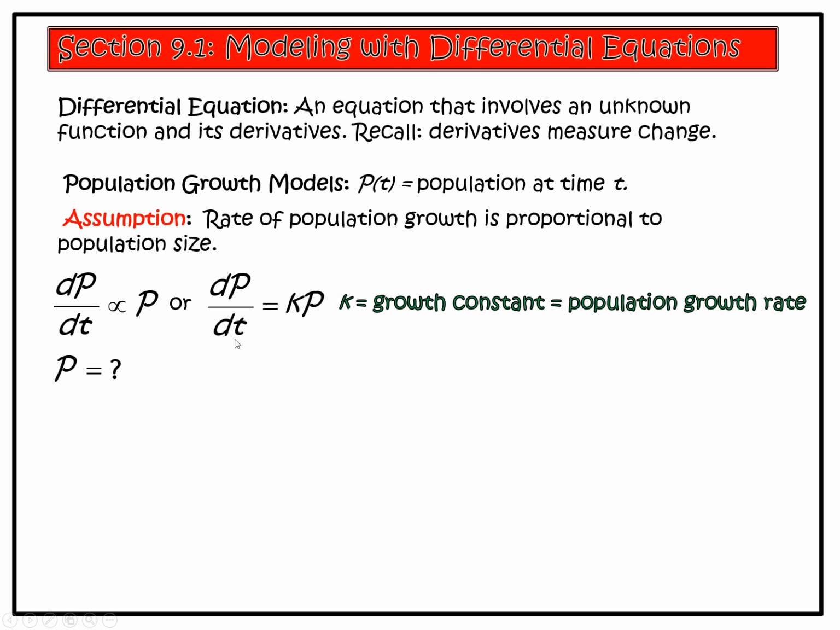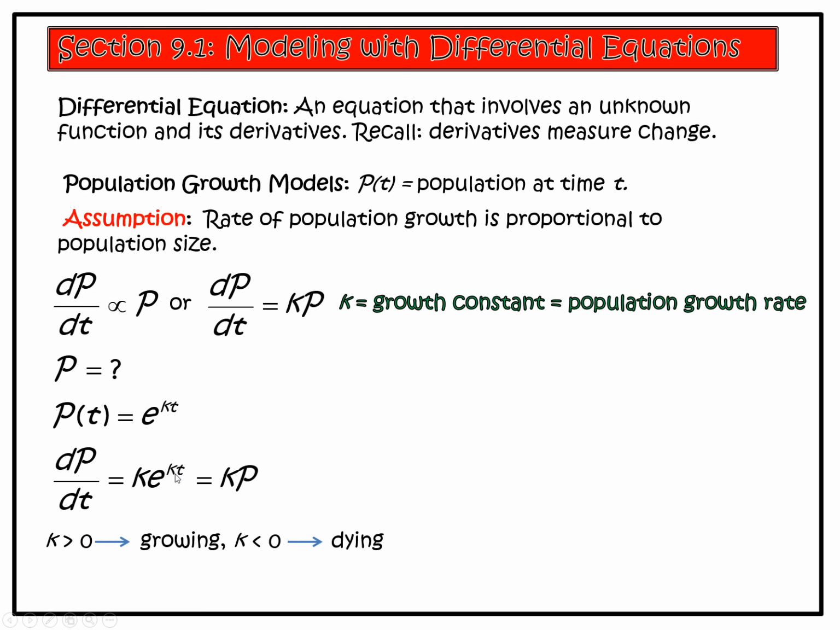So what kind of functions p would satisfy this differential equation? The derivative of the function is just a multiple of the function again. Well, if you take an exponential function and you differentiate it, if it's the right kind of exponential function, then you'll get the exponential function back again. So things that look like p of t is e to the kt. If you take that derivative, you get e to the kt, and then times the derivative of the inside, which is this k here, which is k times p. Now, if k is greater than 0, then our population is growing. If k is less than 0, our population is dying. So that is the first and most important model for differential equations that we're going to consider.